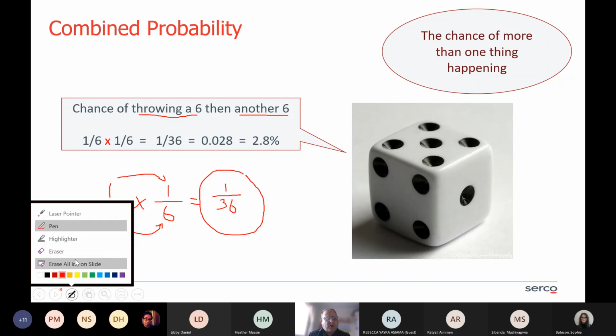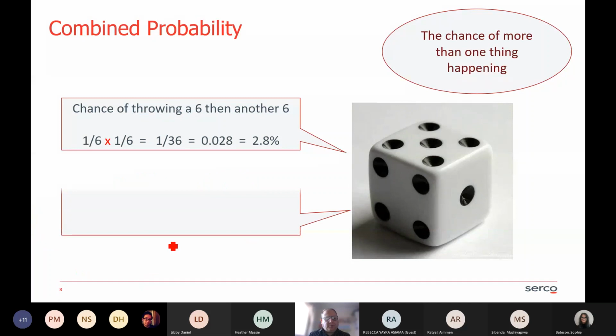So if I just erase all that and look at the next option. What's the chance of throwing 2 even numbers? Well, we said there's 2, 4, and 6 on a dice.